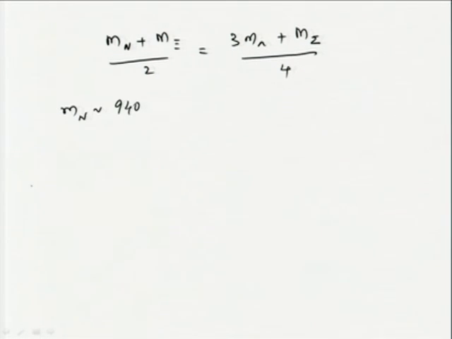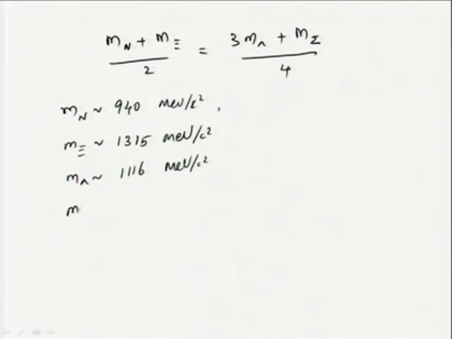Let us see that m of nucleon plus m of cascade divided by 2 is equal to 3 times mass of the lambda particle plus mass of the sigma particle divided by 4. This is the relation predicted. Observed Mn is about 940 MeV per c square and M cascade is about 1315 MeV per c square. M lambda is about 1116 MeV per c square. M sigma is about 1193 MeV per c square.